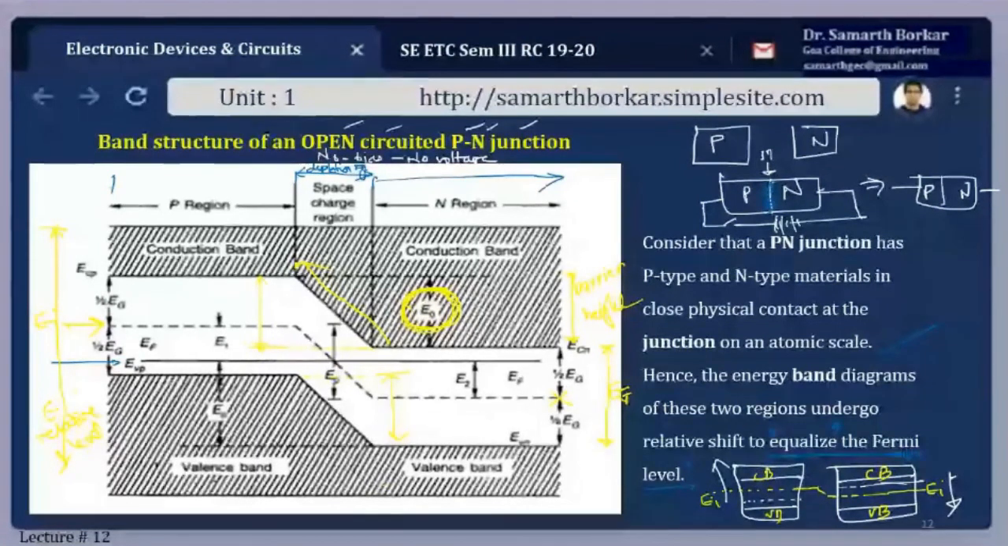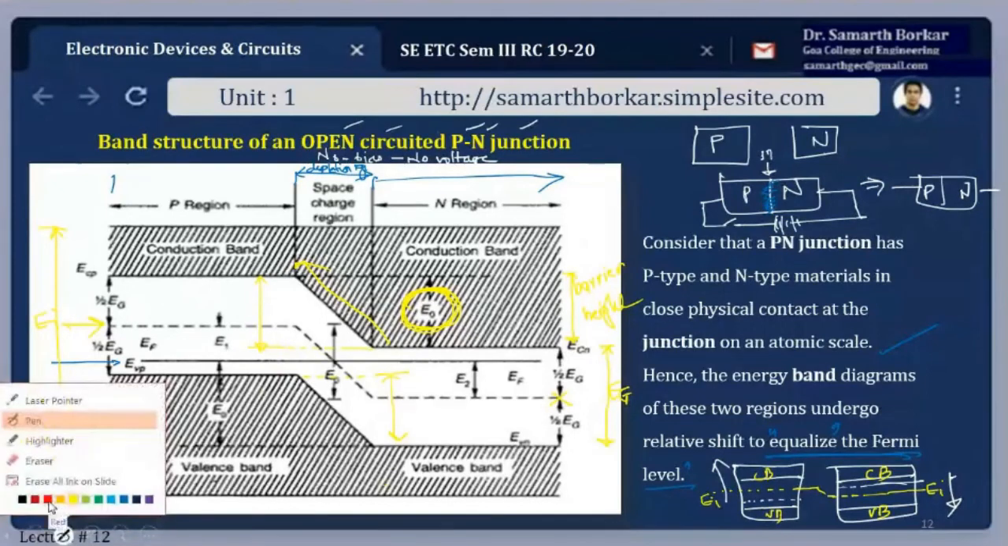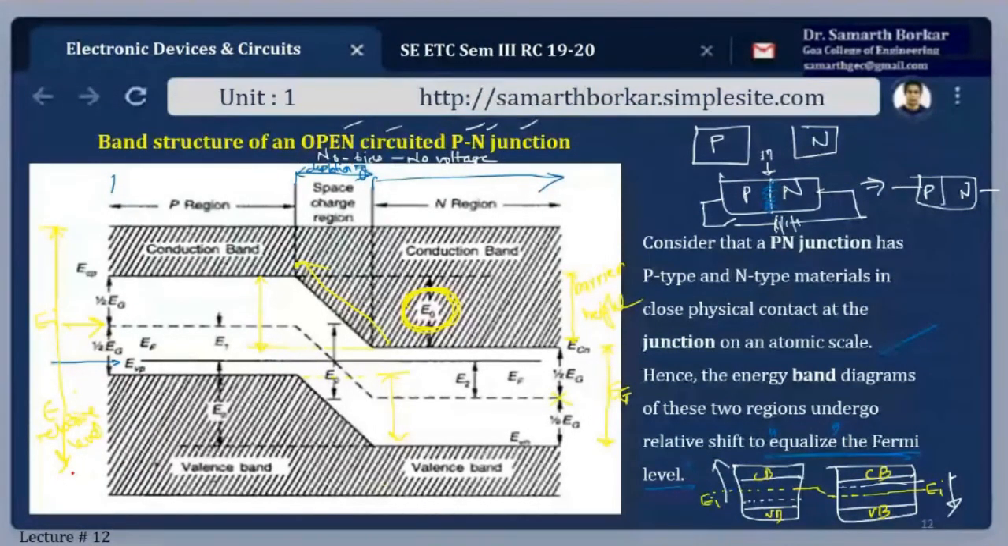Now let us try to understand this notation. Another 7 minutes are left. We won't be able to complete this derivation. Eg is the energy gap. Fine. So this is the intrinsic Fermi level. The reference E naught is the contact potential. It is related to the barrier potential.